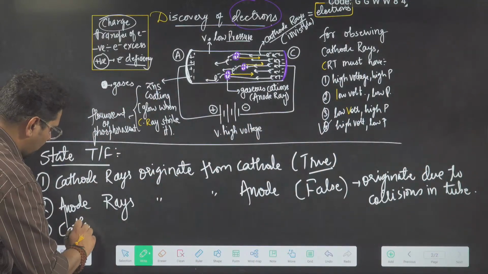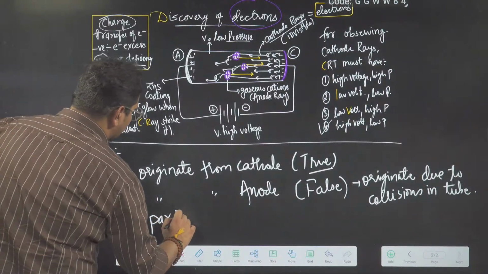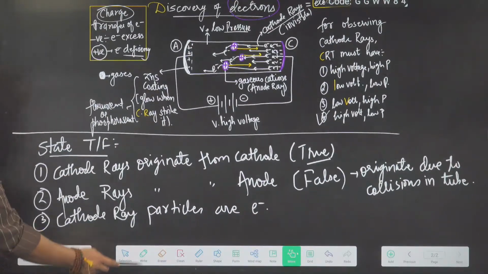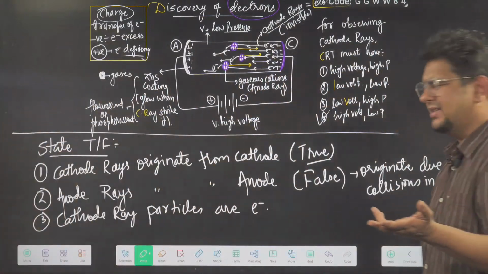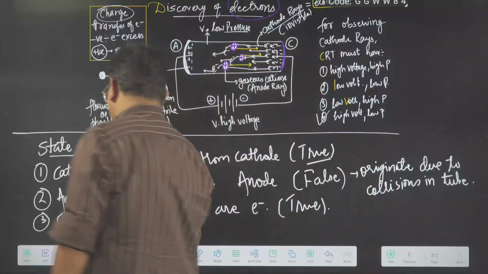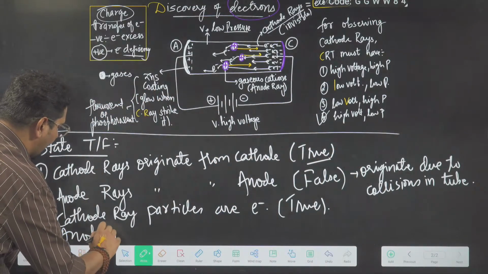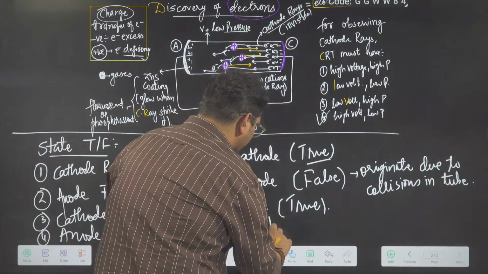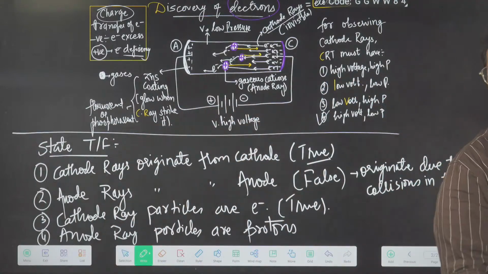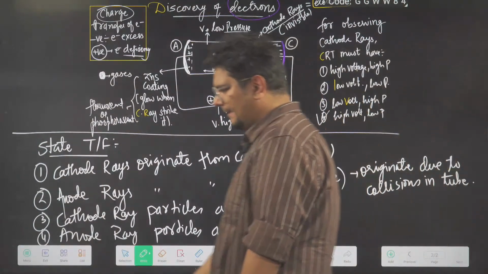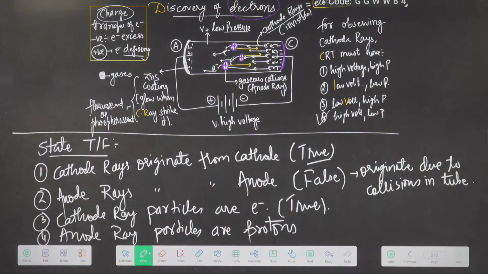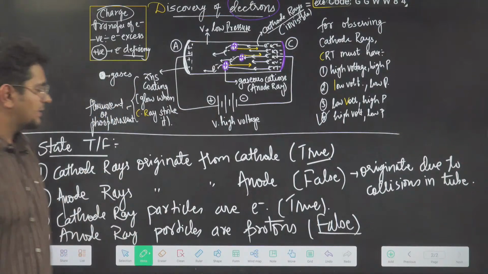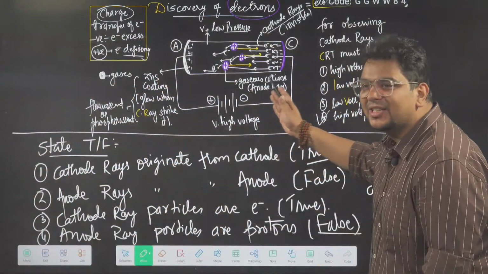Third, cathode ray particles are electrons. True or false? Easy. Obviously true. Number 4, anode ray particles are protons. True or false? Very good. False. Absolutely false, garbage. Anode ray particles are not protons. Anode ray particles are gaseous cations.